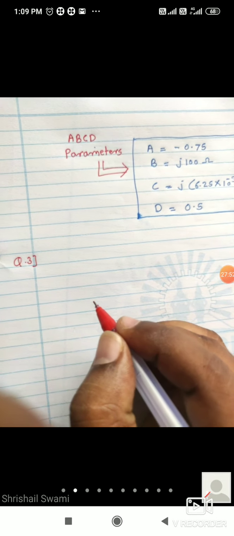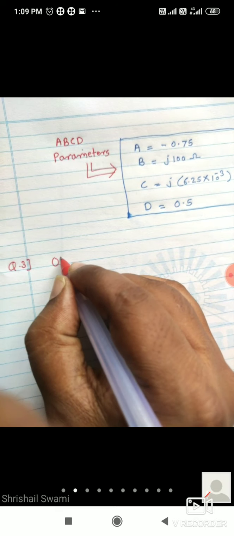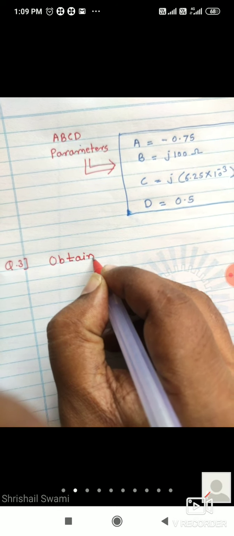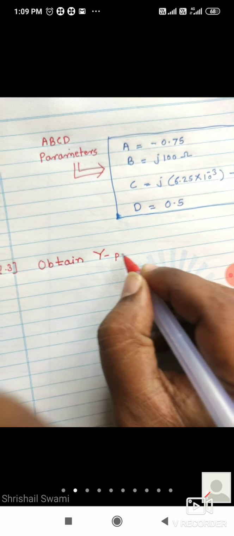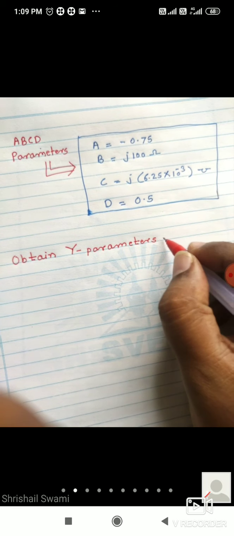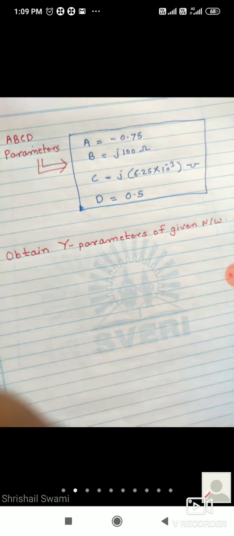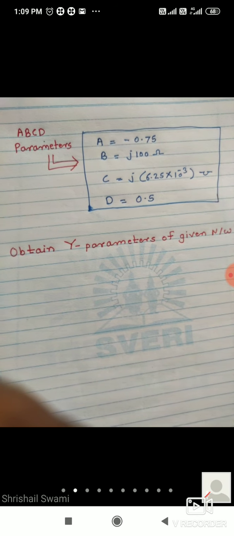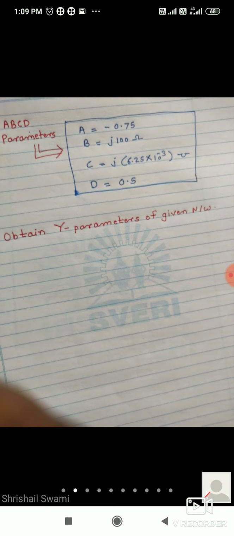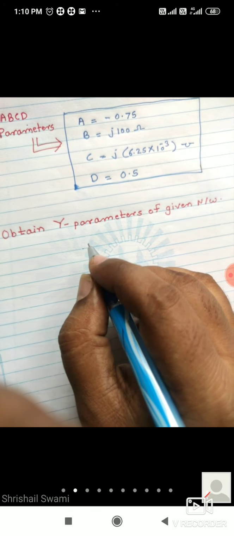Okay, now question number 3. Obtain y parameters of given network. Carefully read. This question was also asked in the university question paper. So who will tell the logic how to find out, or how to solve this type of problem?